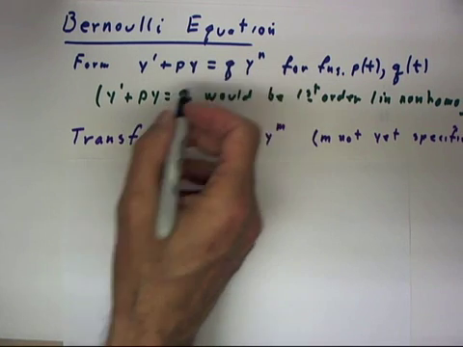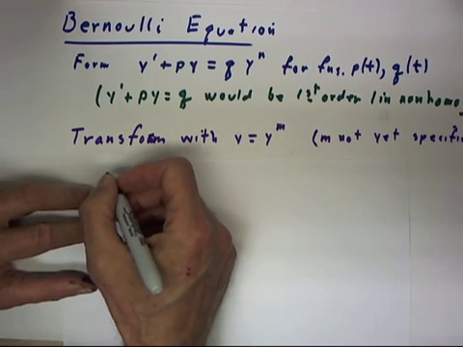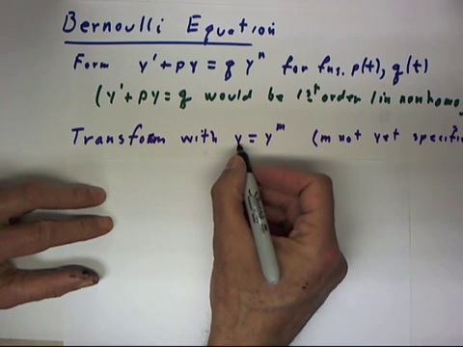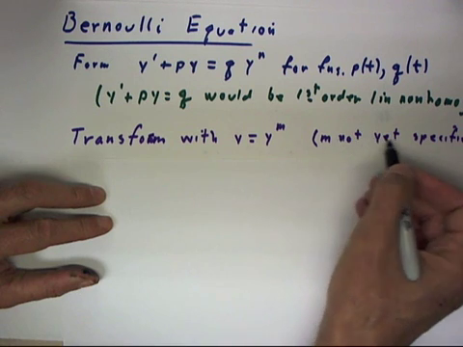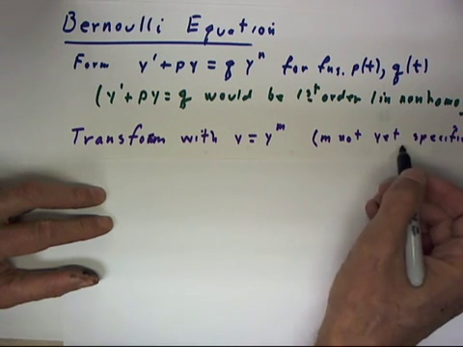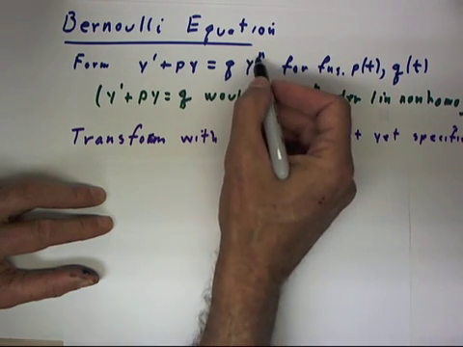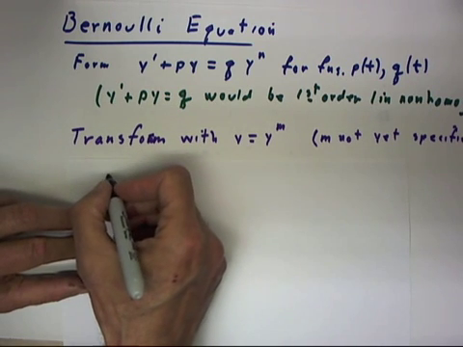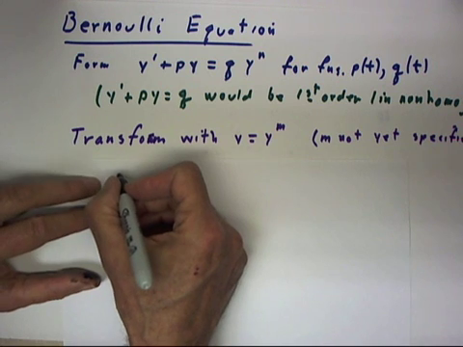The trick to solving this equation, it's one that most people just aren't going to think of, but the trick is going to be to let v be a new variable equal to y to the m, where m is some number that we don't yet know. Now that makes some sense, letting v be a power of y, because it's a power of y that's messing us up.